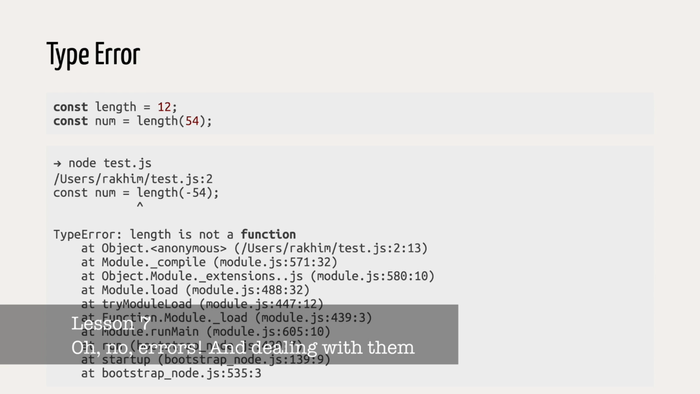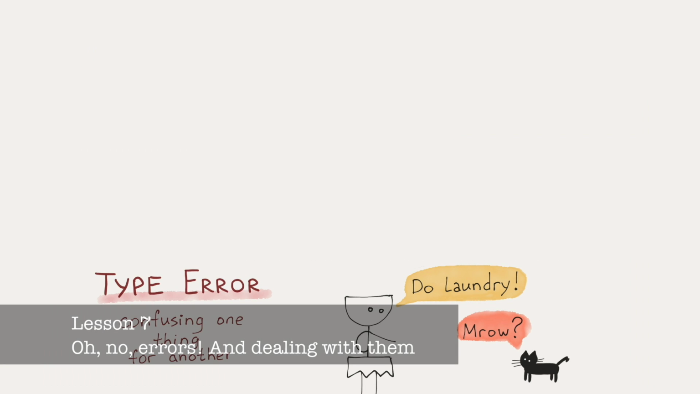This is a type error. The type of the thing you've used is wrong. JavaScript interpreter wouldn't tell you what the thing is, but it will tell you what it isn't. Length is not a function. Type error is like asking your cat to do the laundry. You probably wanted to ask your roommate.